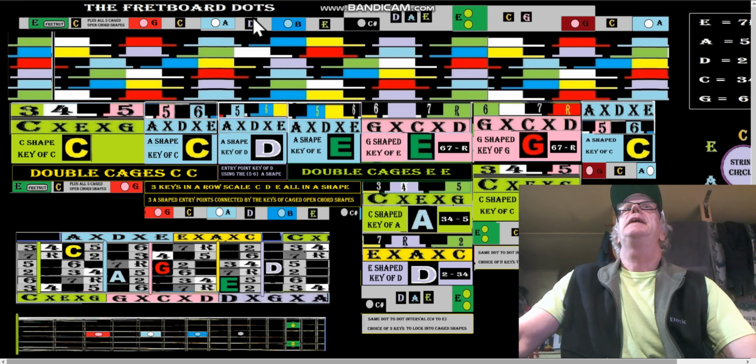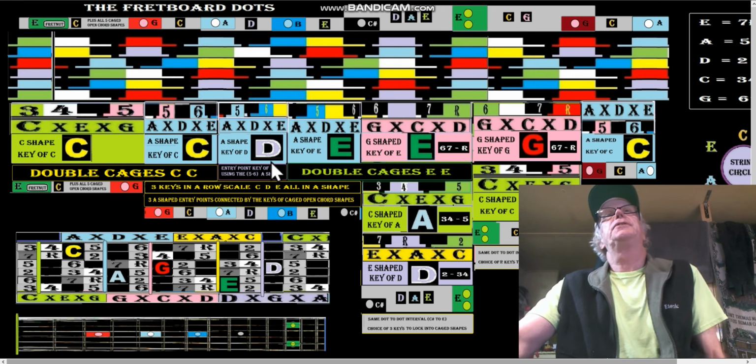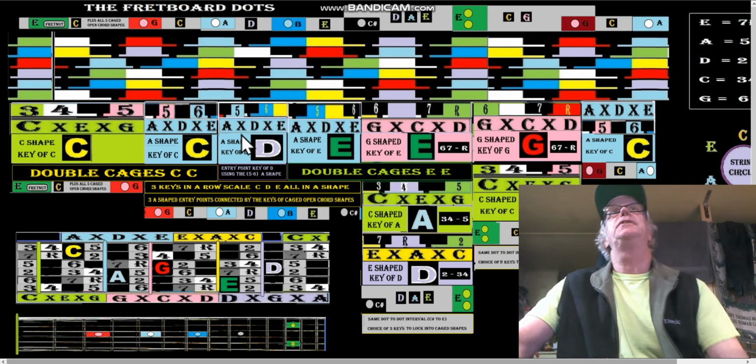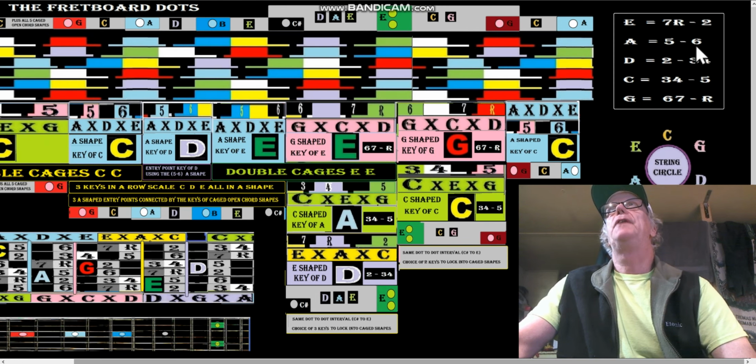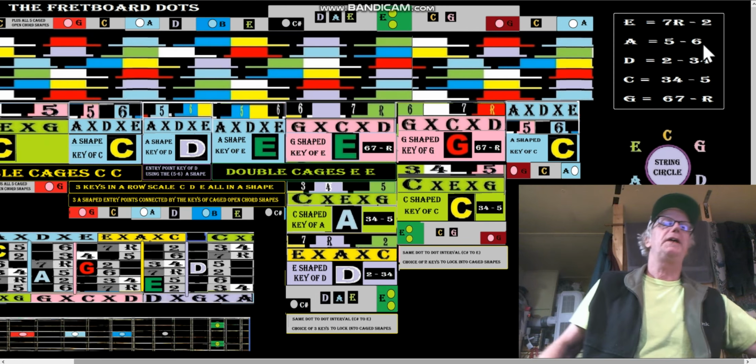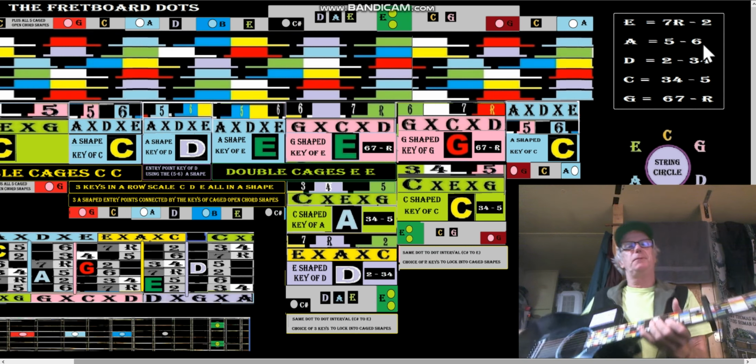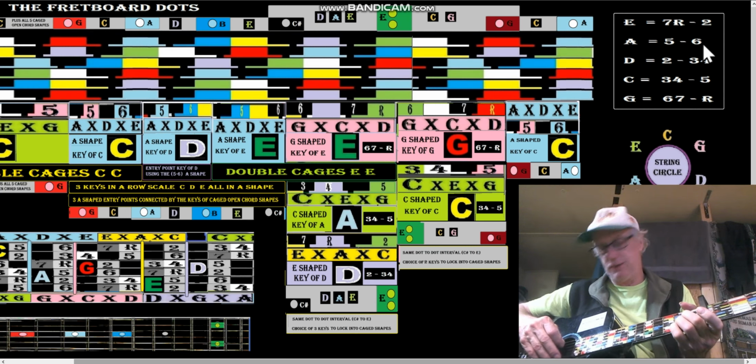Now, from the A dot to the B dot, you can enter with the key of D using the A shape, 5, 6. Because remember, the A shape is the 5 and the 6. Why is that? One more time, let's do it. Here's your A-shaped A.